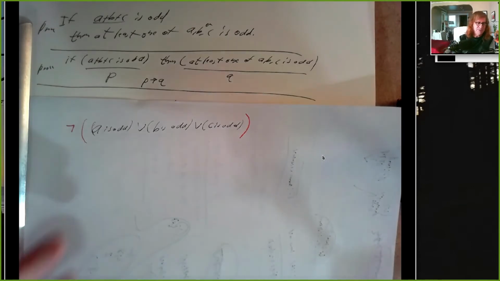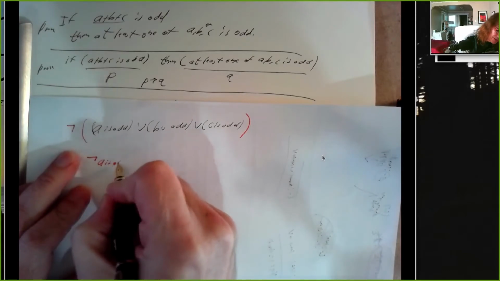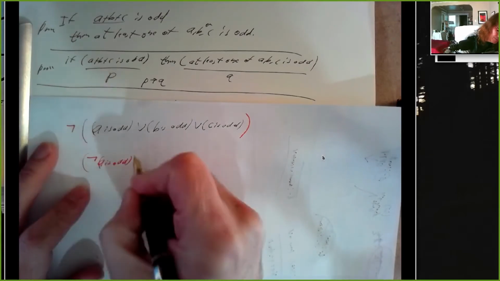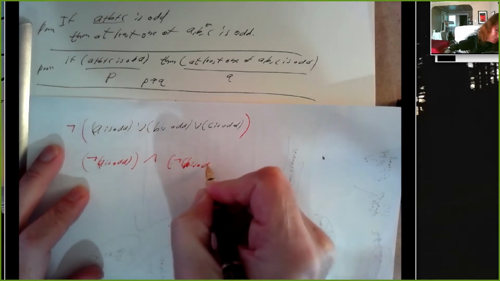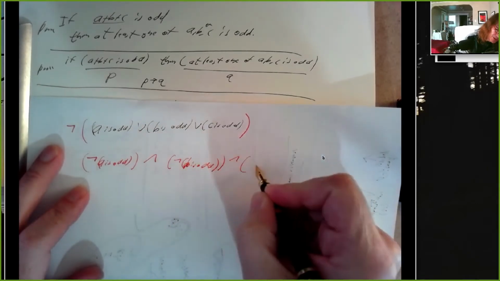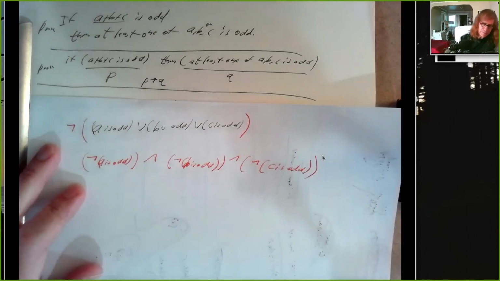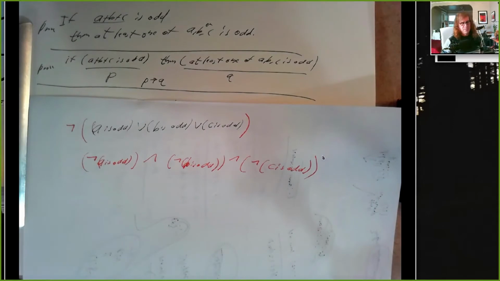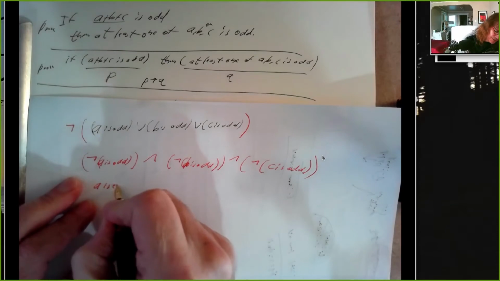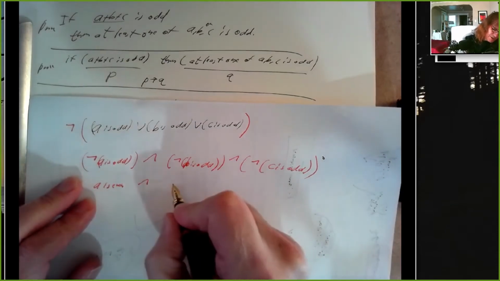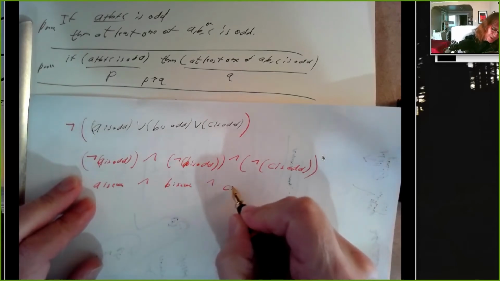Use De Morgan's theorem. So this is the same thing as not A is odd, and not B is odd, and not C is odd. And the negation of A is odd is A is even. And the negation of B is odd is B is even. And the negation of C is odd is C is even.